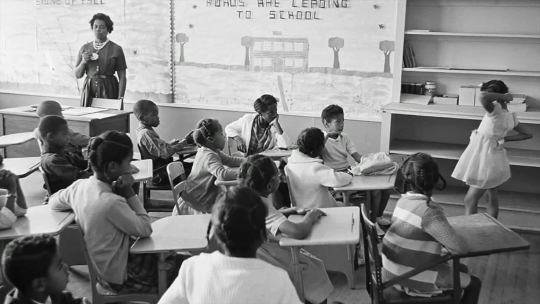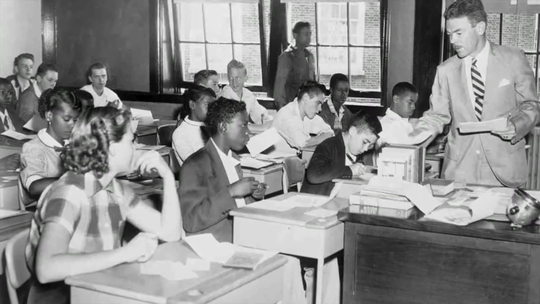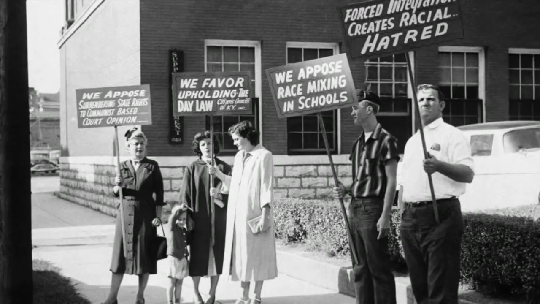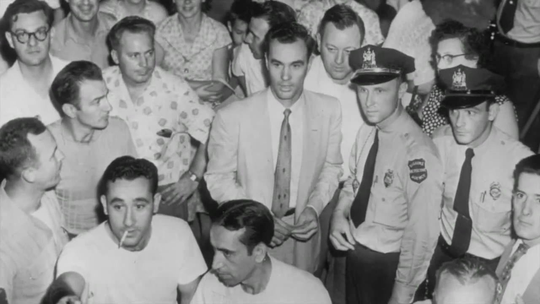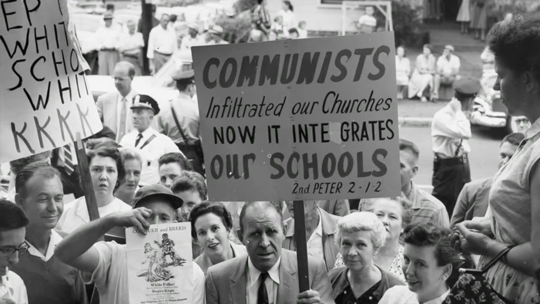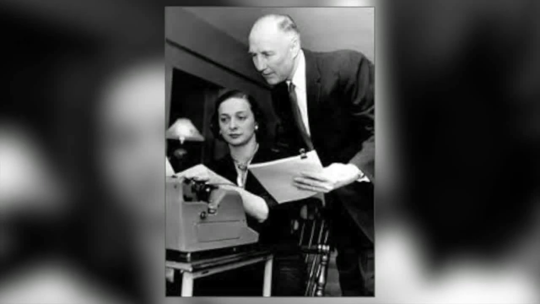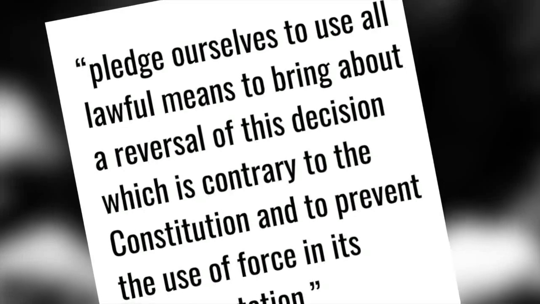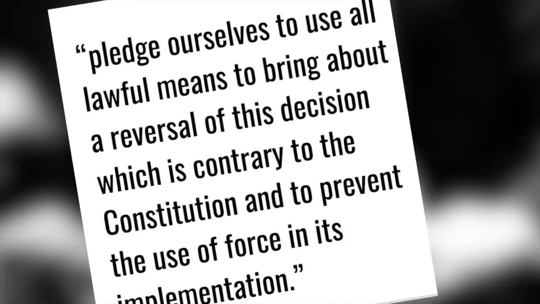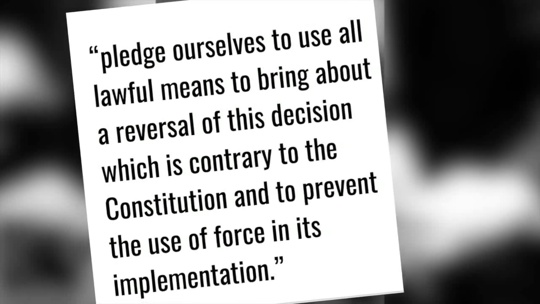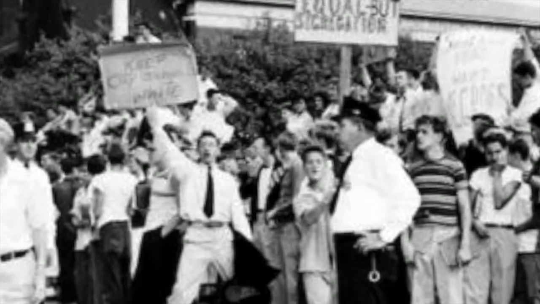However, many southern schools used this vague terminology as a way to put off the desegregation of schools. The ruling of the case also caused much uproar among the white community, as it was seen as a threat to white supremacy. The ruling led to the strategy of massive resistance and the creation of the Southern Manifesto. The manifesto was issued by Southern congressmen, and it declared that they, quote, "pledge ourselves to use all lawful means to bring about a reverse of this decision, which is contrary to the Constitution, and to prevent the use of force in its implementation." Even with the constant legal actions from civil lawyers, the Southern resistance did not back down.